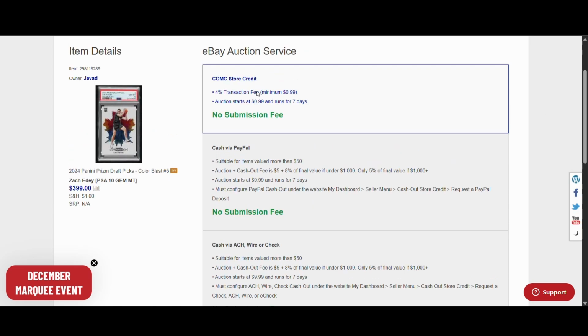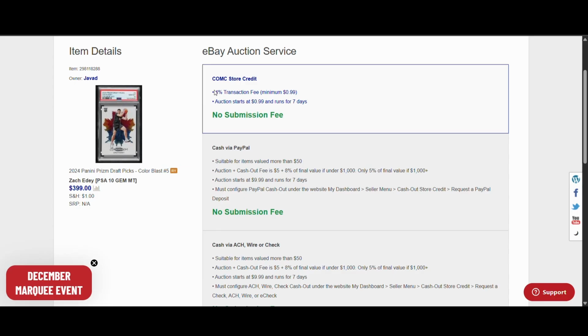I say that because I don't know if this first one is available to everybody or not. This is like the standard one, sort of, but it's a 99-cent minimum fee auction with a 4% transaction fee. This is a regular 7-day auction, and then you get your money back in COMC store credit.